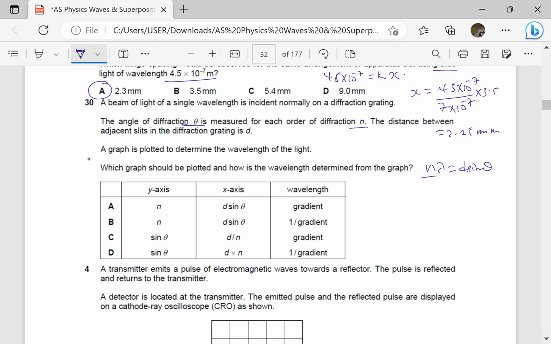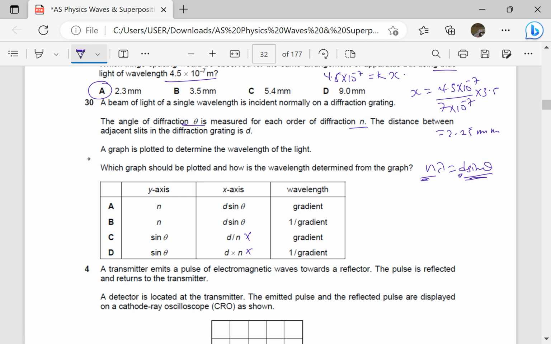We cannot easily plot a graph of d over n, so I will ignore these two. Now n is the independent variable. When we change n for the same wavelength, d remains the same. When we change n, the angle also increases. So sine theta is going to be the dependent variable.